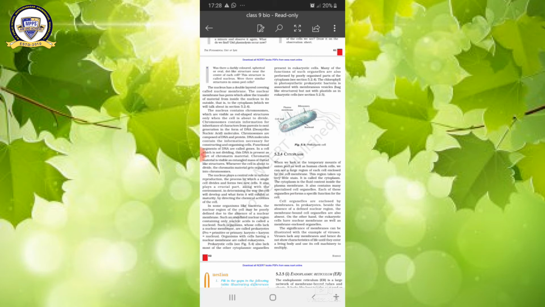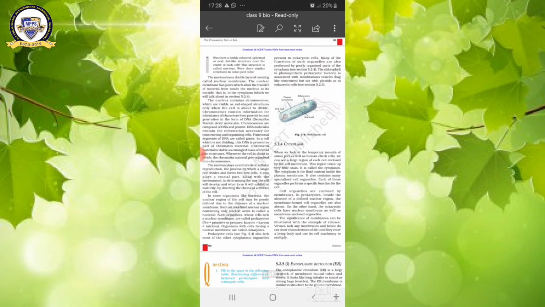Cell organelles are enclosed by membranes. In prokaryotes, besides the absence of a defined nuclear region, the membrane-bound cell organelles are also absent. On the other hand, eukaryotic cells have a nuclear membrane as well as membrane-enclosed organelles.